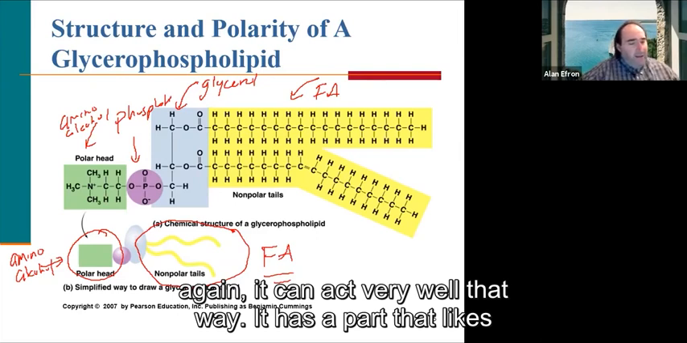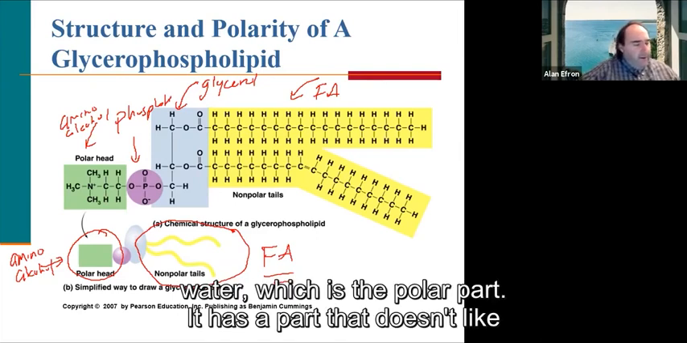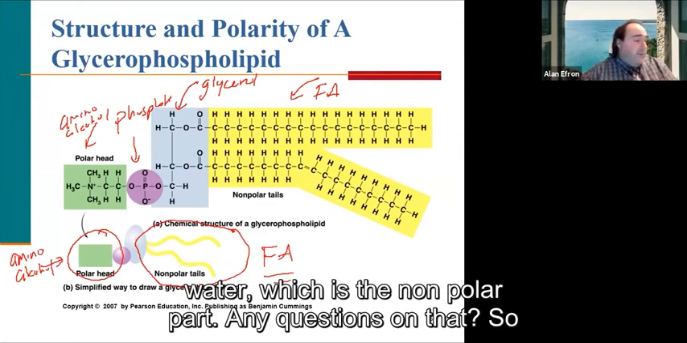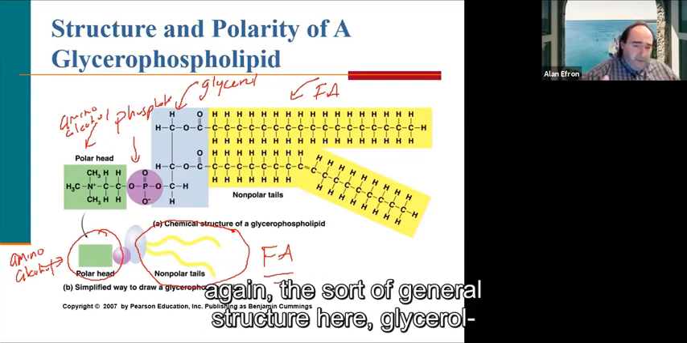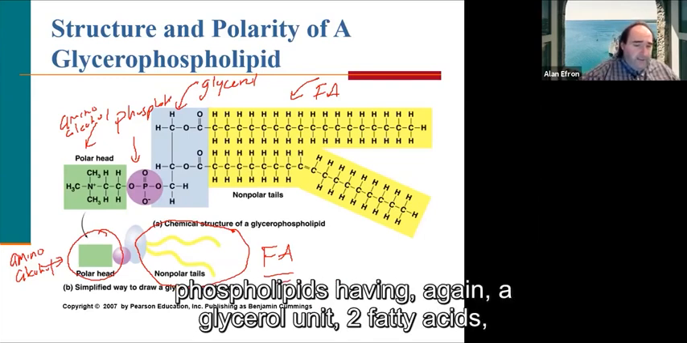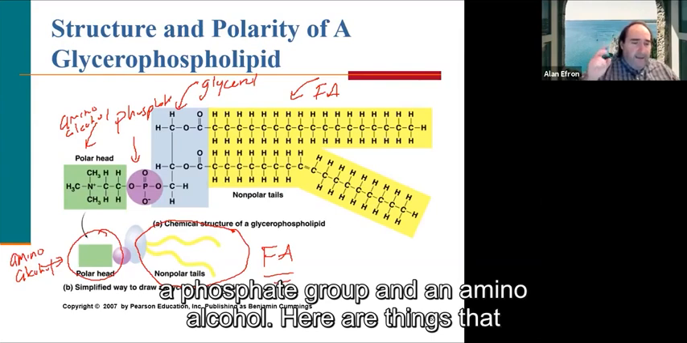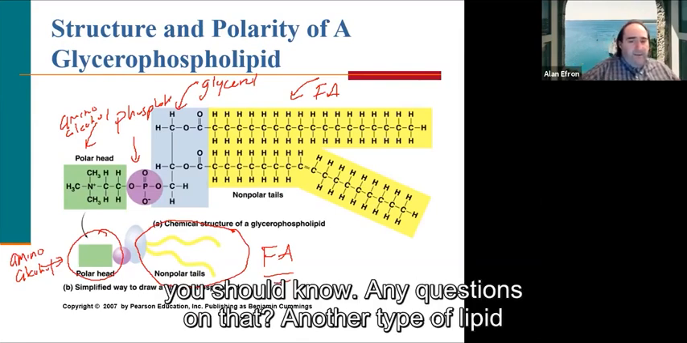It has a part that likes water, which is the polar part. It has a part that doesn't like water, which is the non-polar part. Any questions on that? So the general structure of glycerophospholipids, having a glycerol unit, 2 fatty acids, a phosphate group, and an amino alcohol, are things that you should know. Any questions on that?